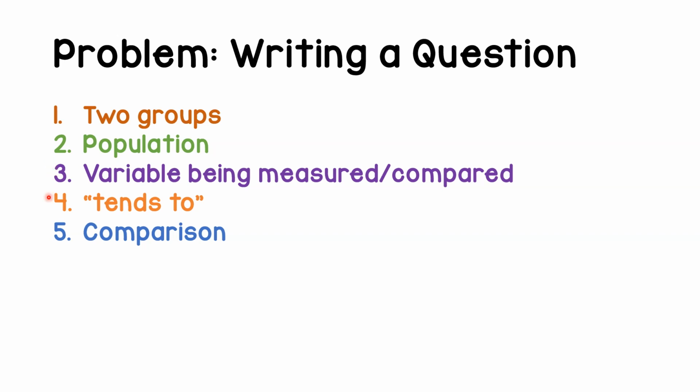Since we're only looking at a sample of data, we're not looking at all the possible data you can have. It's not necessarily 100% true, and it's not always going to be true. So we need to include this phrase here, tends to, that gives us some idea that it's not always true, but it often is.